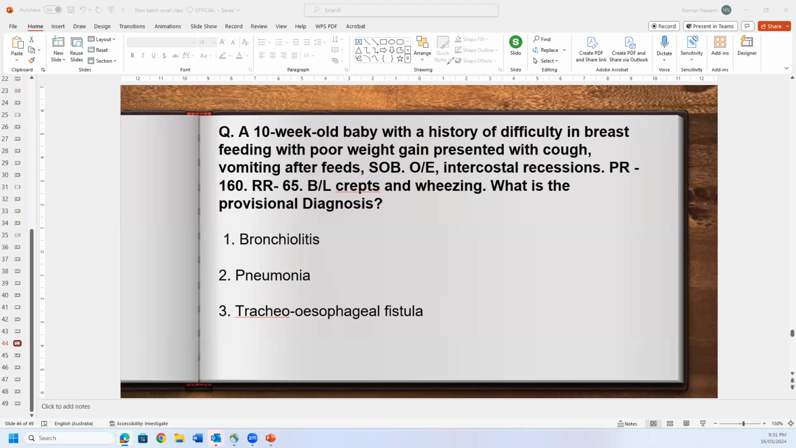Okay. A 10-week-old baby has a history of difficulty in breastfeeding with poor weight gain, presented with cough, vomiting after feeds, shortness of breath. On examination, there are intercostal recessions. Pulse rate is 160, high, respiratory rate is 65, high. Bilateral crepitations and wheezing. What is the provisional diagnosis?